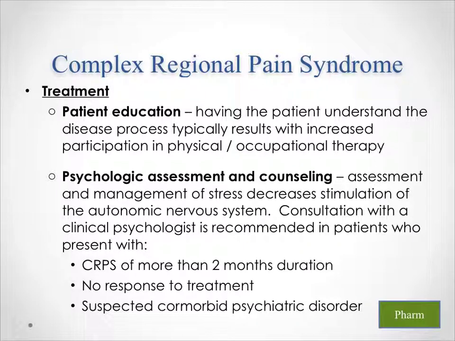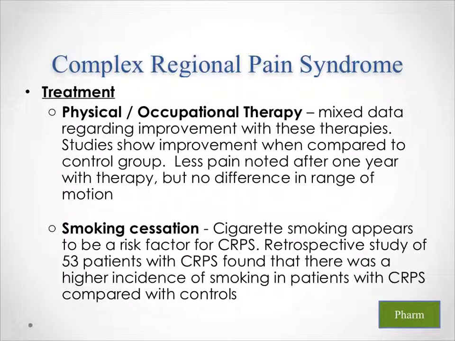It's recommended that you get consultation with a clinical psychologist if the patient has complex regional pain syndrome for greater than 2 months in duration, if there's no response to treatment, and if you suspect a comorbid psychiatric disorder. There's mixed data available right now on whether physical or occupational therapy is beneficial in these patients.